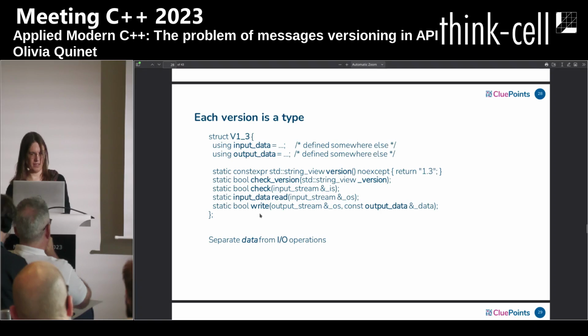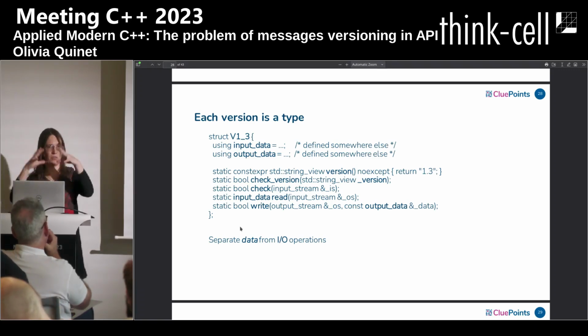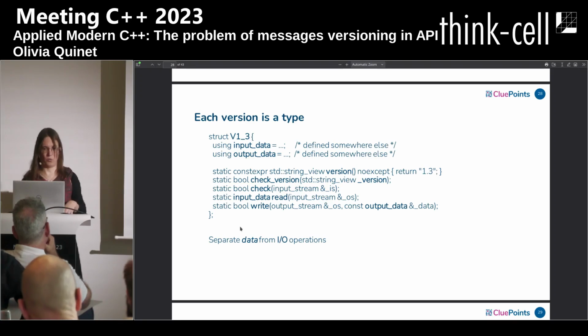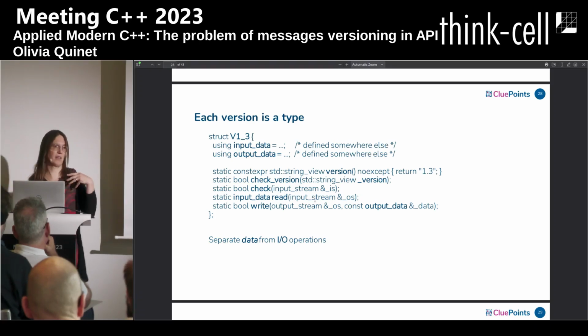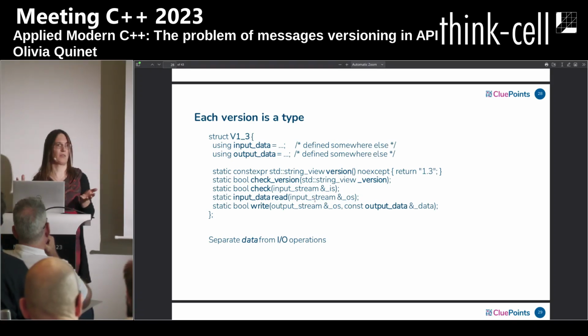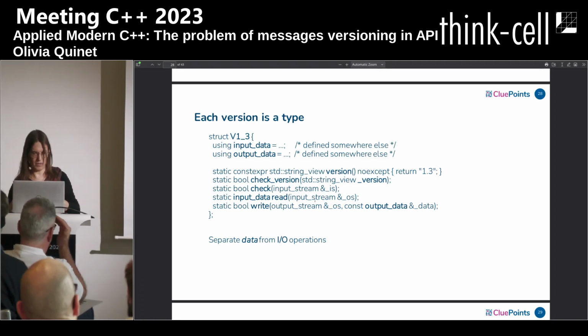And as you can see here, we separate data from I/O operation. So we respected the separation of concerns pattern. We have the data and the output. In fact, the input and output stream can be anything you want. For example, it can be JSON, it can be a socket, it can be a file. It doesn't matter. Your data are not dependent on the I/O operation. You can define them separately.